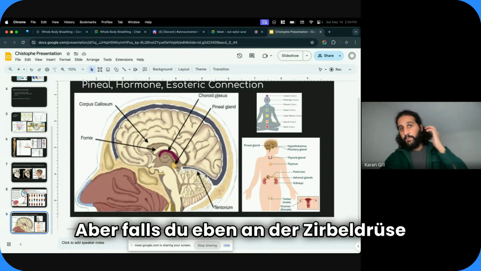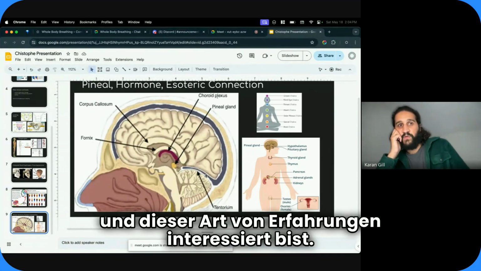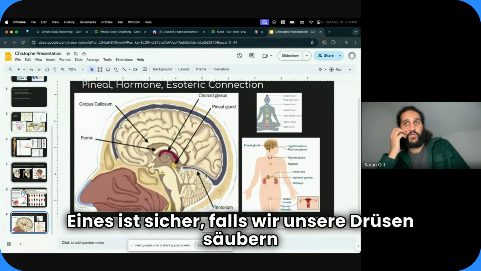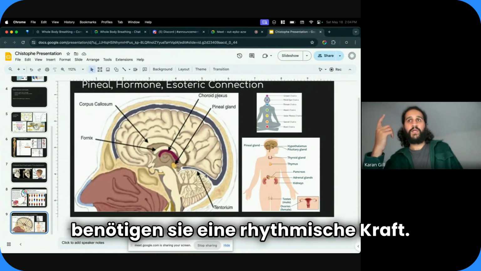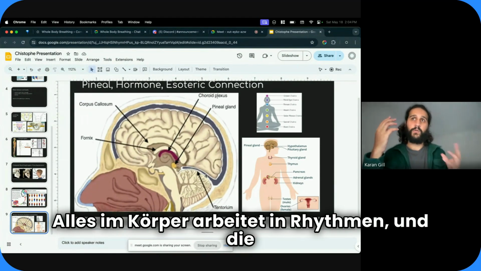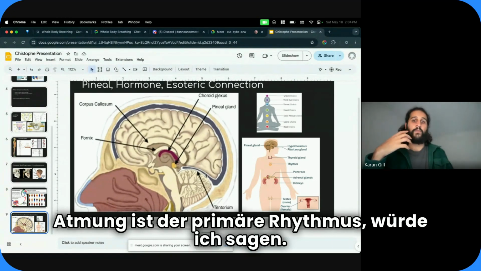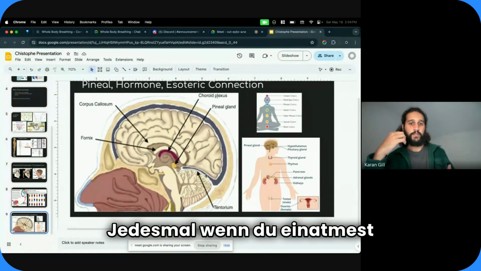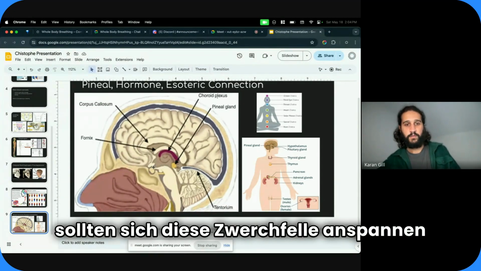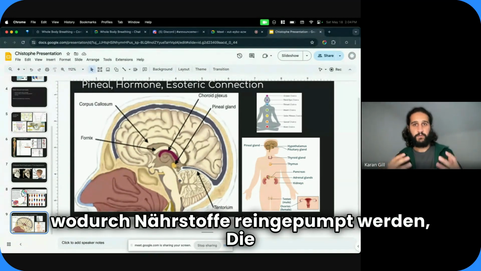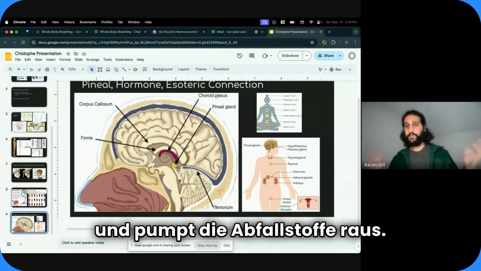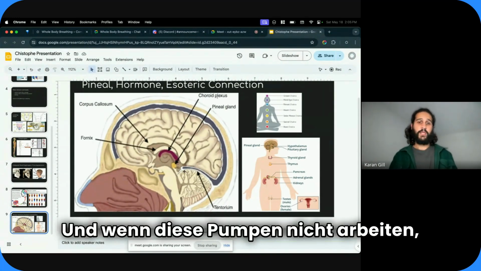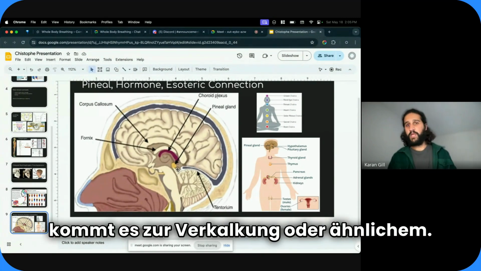But if you're somebody who's interested in the pineal gland and these sorts of experiences, one thing for sure, if we want to clean out any glands or make sure that they're working properly, they require a rhythmic force. Everything in the body works with rhythms, and the breathing is the primary rhythm, I would say. And so every time that you breathe in, there should be a flexing across these diaphragms, which pumps in nutrients. This respiration pumps in nutrients, pumps in water, pumps in blood flow, pumps out all the bad stuff. And so if these pumps aren't working, then calcification or things like that start to happen.